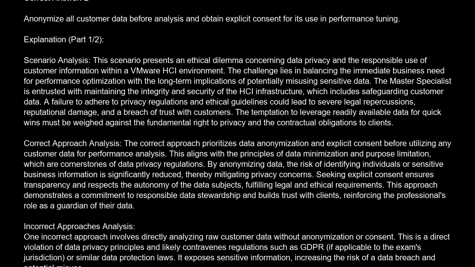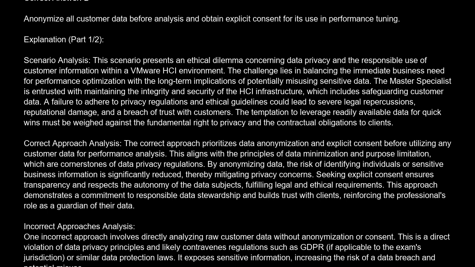sensitive data. The master specialist is entrusted with maintaining the integrity and security of the HCI infrastructure, which includes safeguarding customer data. A failure to adhere to privacy regulations and ethical guidelines could lead to severe legal repercussions, reputational damage, and a breach of trust with customers. The temptation to leverage readily available data for quick wins must be weighed against the fundamental right to privacy and the contractual obligations to clients.